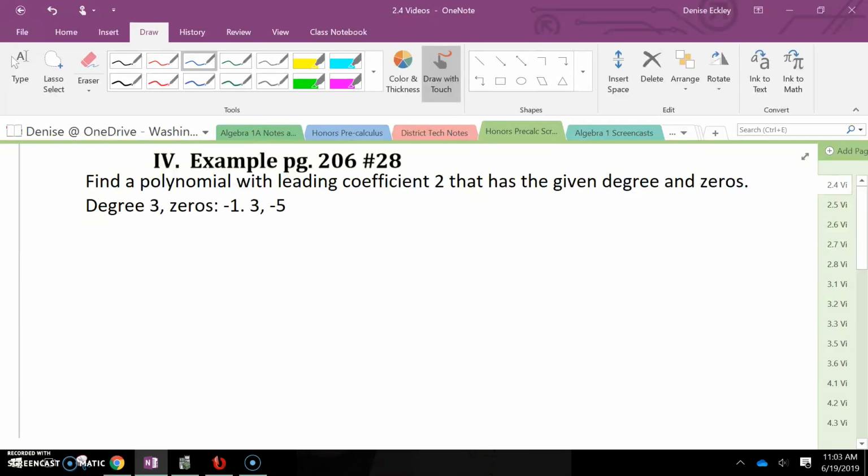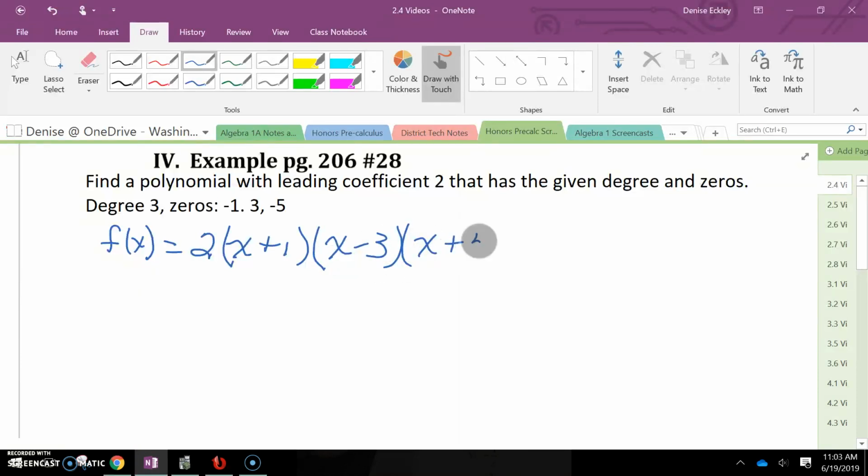So what we want to do is create the linearization of the polynomial. We'll just call it f of x. We have a leading coefficient of 2, and our zeros we can write like this. x minus -1, so that's going to be x plus 1, times x minus 3, times x minus -5, so that would be x plus 5. Now what you want to do is multiply this out.